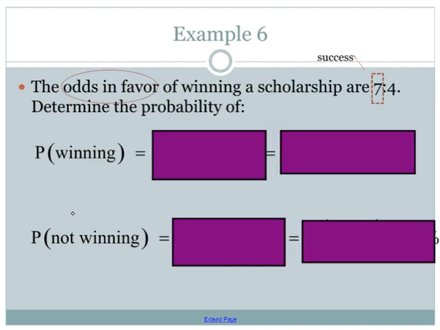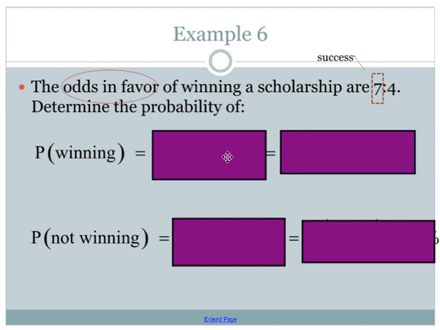Let's look at our last example here. The odds in favor of winning a scholarship are 7 to 4. Determine the probability of winning. Go ahead and pause the video here and come up with the probabilities of winning and of not winning for this particular student. All right, let's take a look.